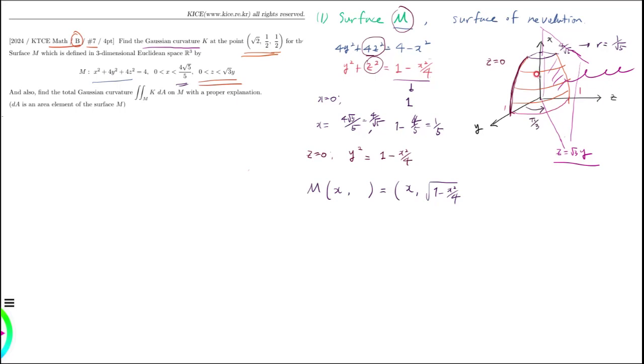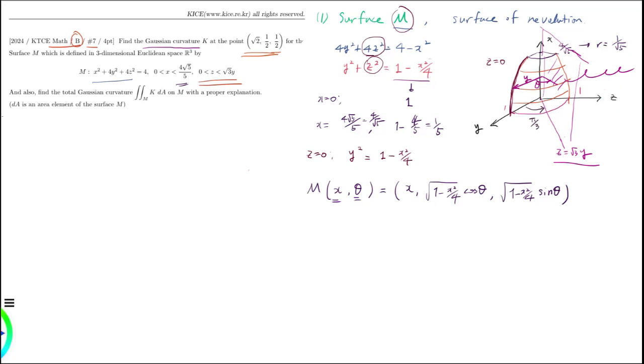So the y coordinate will give us this radius here, and we rotate this with the angle of theta, so we get y coordinate times cosine of theta, and the square root of 1 minus x squared over 4 times sine of theta. So the surface of revolution M is parameterized with two variables, x and theta.